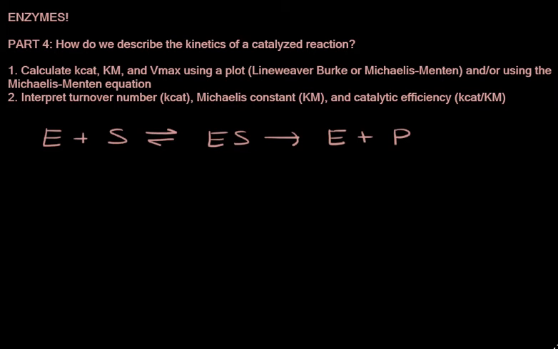Okay, now we're getting to some more fun stuff. This is part 4, where we're going to start describing the kinetics of catalyzed reactions. So we're going to calculate the kcat, km, and Vmax using plots or the Michaelis-Menten equation. We're going to interpret the turnover, Michaelis constant, and catalytic efficiency of enzymes.